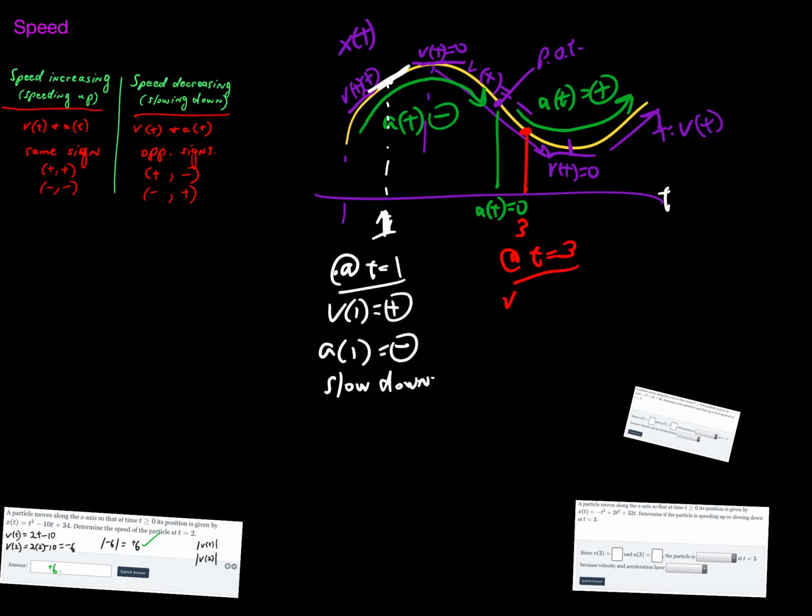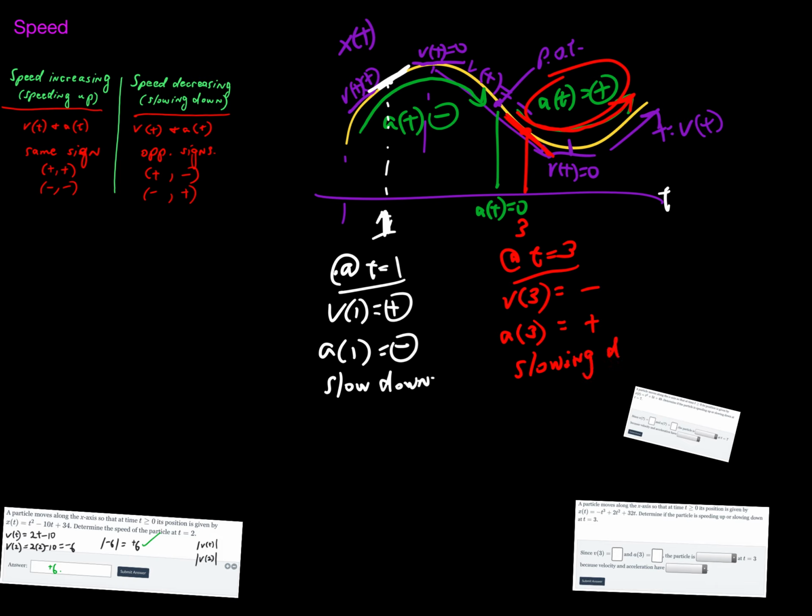At time equals 3, I want to know what's the velocity at 3 and what's the acceleration at 3. The velocity at 3 would be the slope of the tangent line. The slope of the tangent line is going downhill. That's a negative slope. But the acceleration is the curvature. And if you notice, during time 3, our acceleration is curving upward. It's after the point of inflection, which means it's positive. And when they are opposite, it is slowing down.